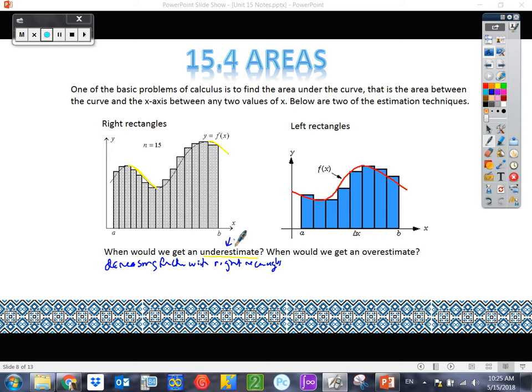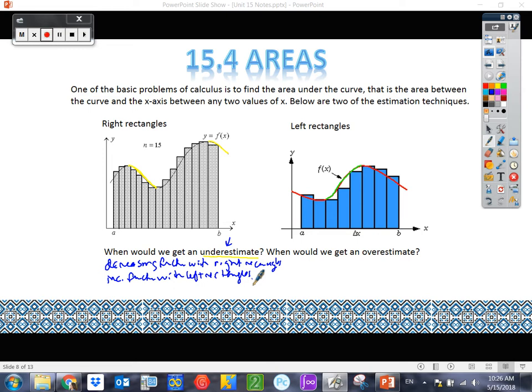Let's see what else. Let's see where else we can find some kind of holes. Right here, if you look at this part right here, this is an increasing function. See, there's spaces right here. So this would constitute our calculating these areas. We would be leaving out some chunks of area. And so that would be the case here. And so on an increasing function with left rectangles, that would give us an underestimate.